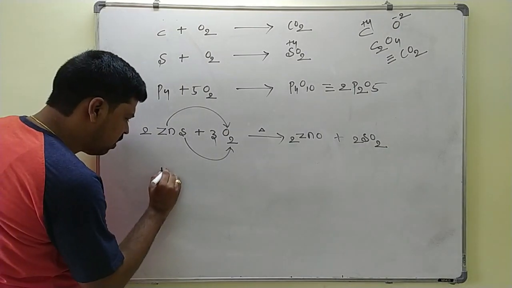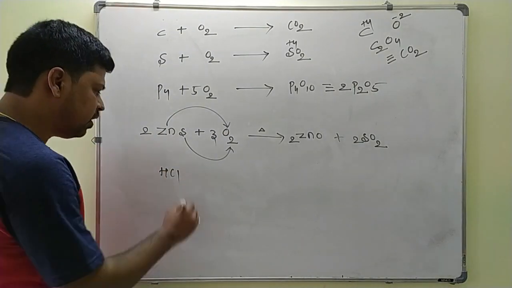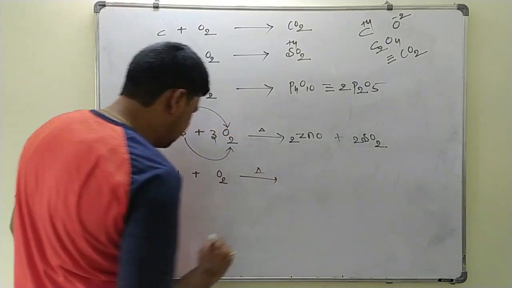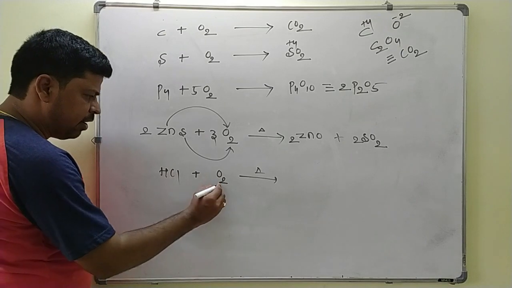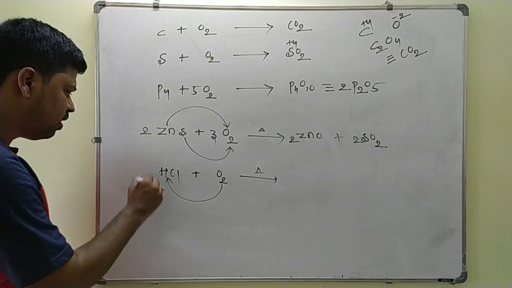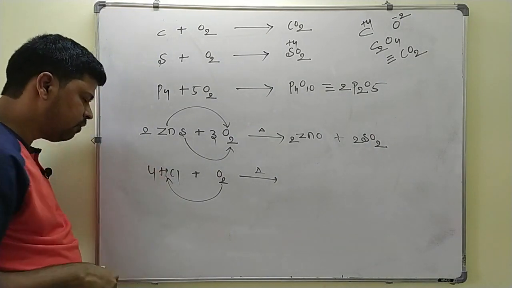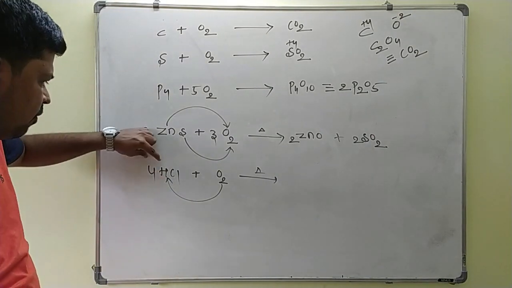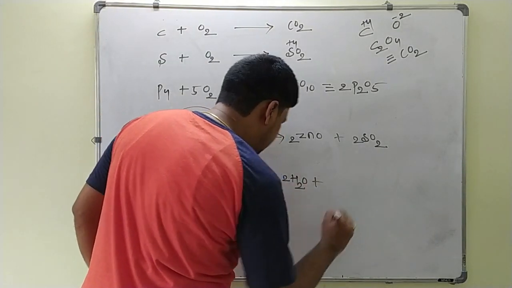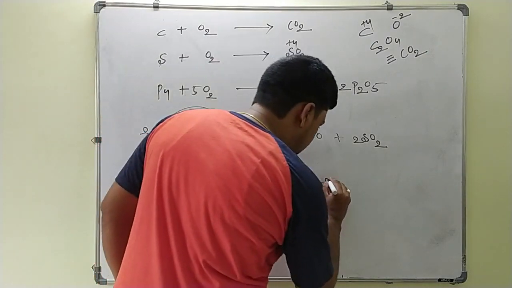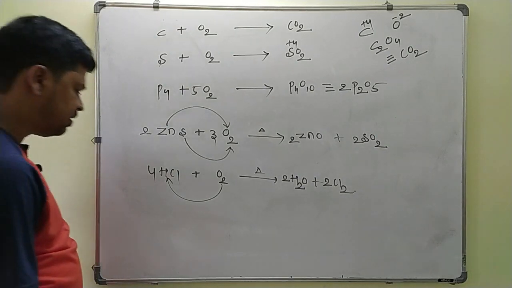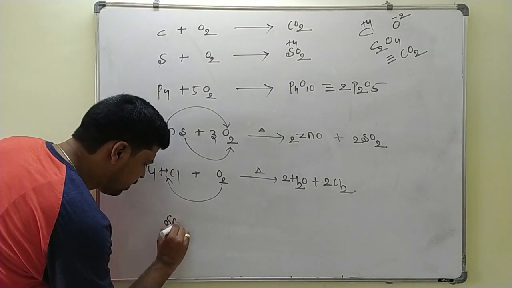Suppose I take HCl. This on treating with oxygen, again this oxygen has more affinity towards hydrogen. These hydrogens will combine with oxygen to form what? Water molecule. I will take 4 moles of HCl here, so that 4 hydrogen combine with 2 oxygen to form 2 moles of water, plus the remaining 4 chlorines. They will come out as what? Cl2 it is. Okay. Next reaction, catalytic oxidation of SO2.